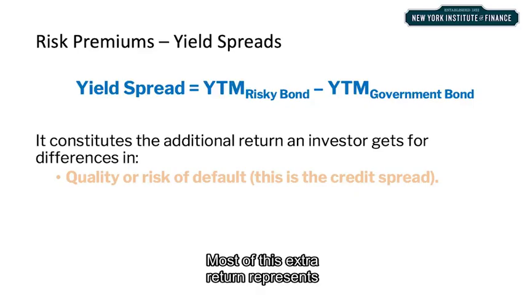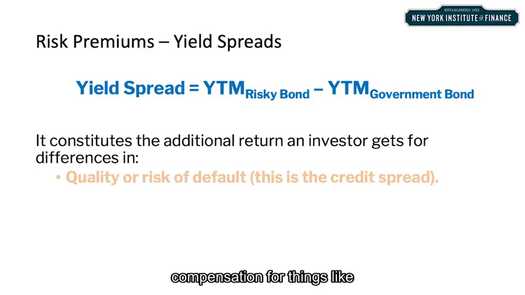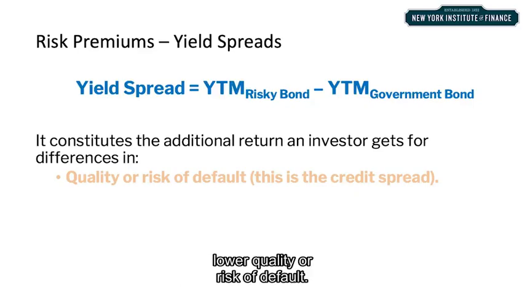Most of this extra return represents compensation for things like lower quality or risk of default. This is the credit spread. An investor facing greater risk of default would clearly want a higher yield or a higher return.